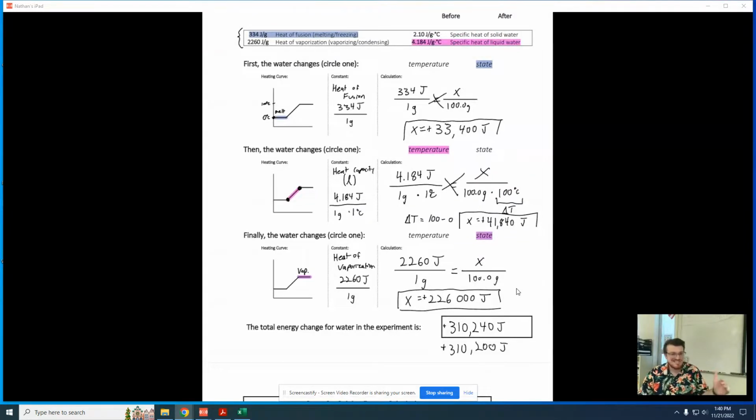So this is 3 separate problems where we identified which constant we need to use. We set up a proportion, and then we solved for our unknown. Then at the end, we added all of these energies up so we could see the total amount of energy that it takes for us to go ahead and fully vaporize or fully boil all of this water away.